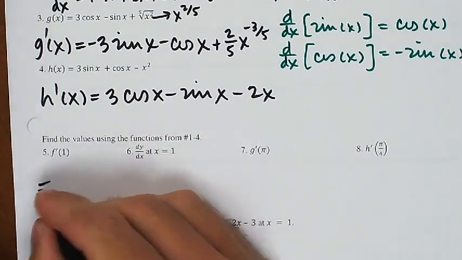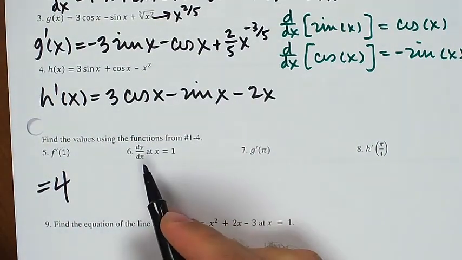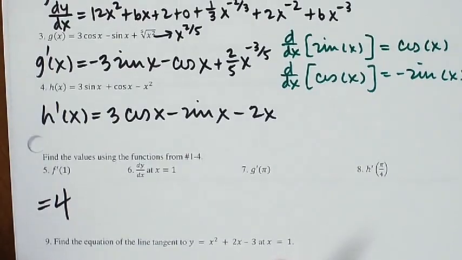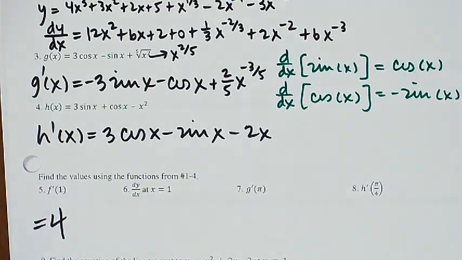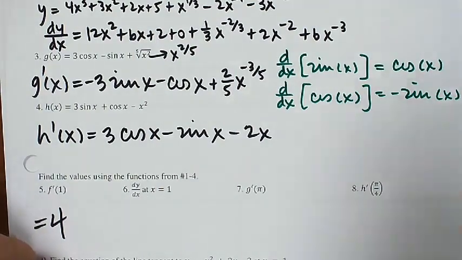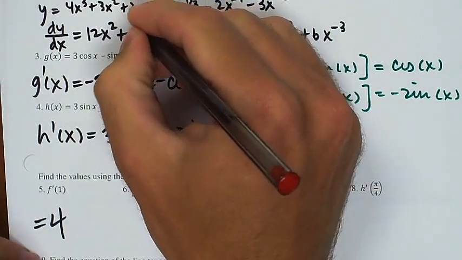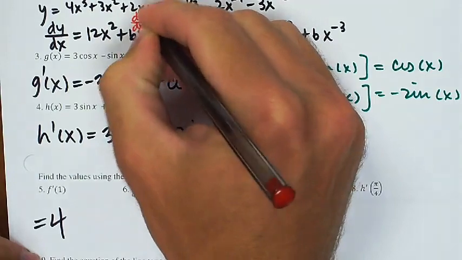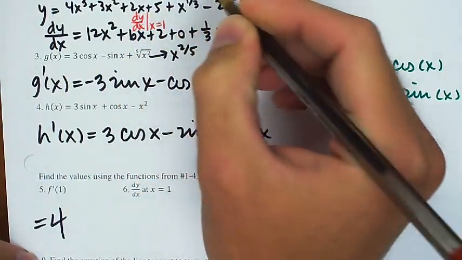is going to be 4. dy dx at x equals 1. Let's see. Let's make sure. Yeah, we can get that up here. And so I'm going to squeeze that in red at x equals 1.